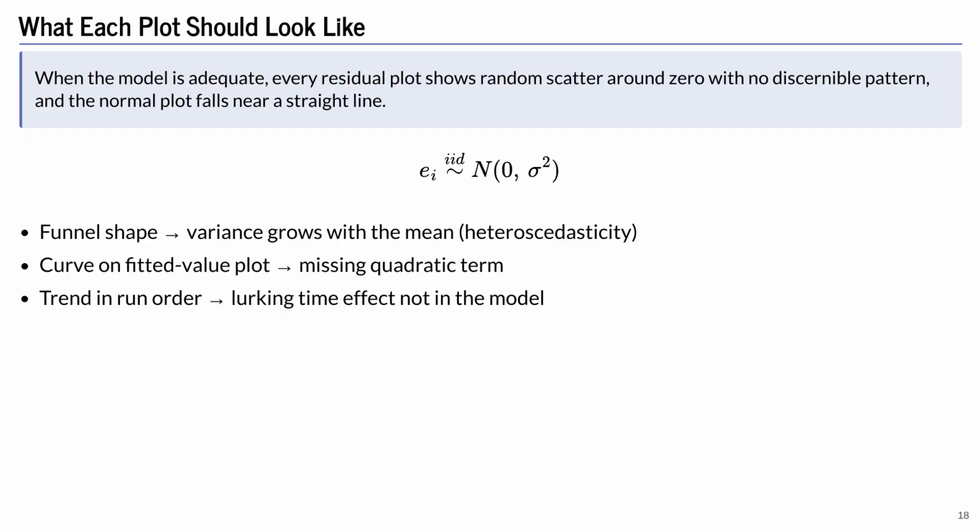A trend in the run order plot, residuals drifting upward or downward over time, means something changed during the experiment that is not in the model. And on the normal probability plot, an S-curve means the error distribution is skewed, while heavy tails bending away from the line mean the distribution has more extreme values than a normal would produce. None of these patterns is fatal by itself, but each one tells you something specific about what the model is missing, and each one points toward a specific remedy.